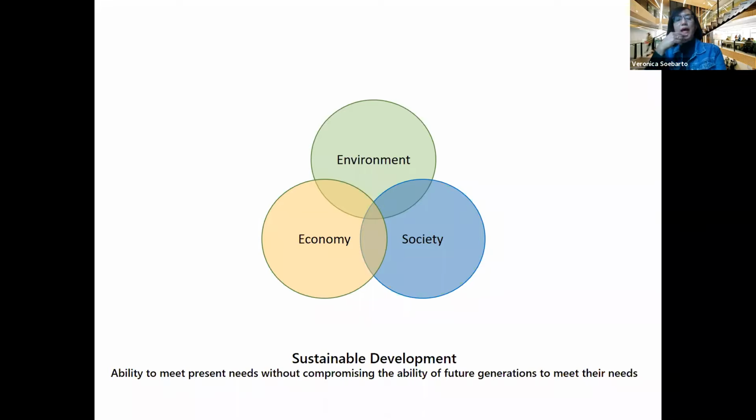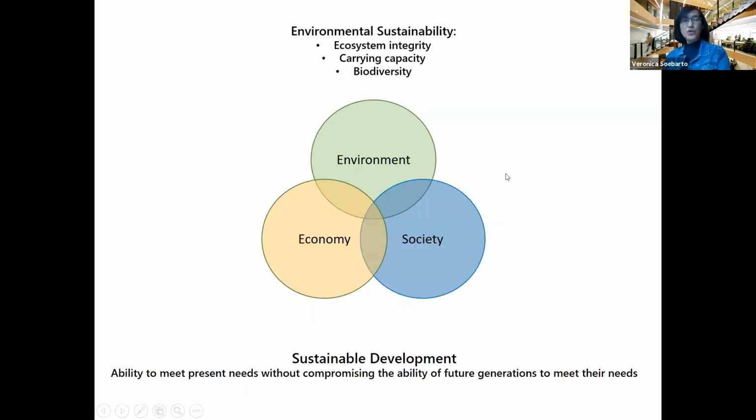And you all know that sustainability and sustainable development is not just about the environment, despite the fact that that's probably one of the most quoted aspects that we understand about sustainability. It is about ensuring that the environment maintains its ecosystem integrity, so that it can continue to have carrying capacity, to make sure that people continue to have access to resources and so on, and it maintains biodiversity. Those are some of the aspects of environmental sustainability.